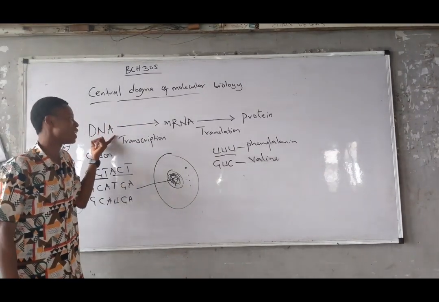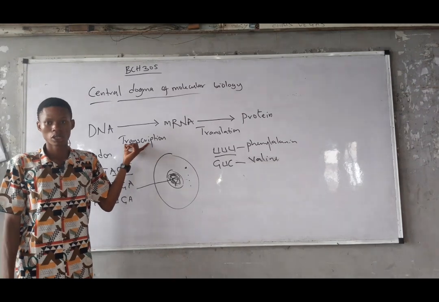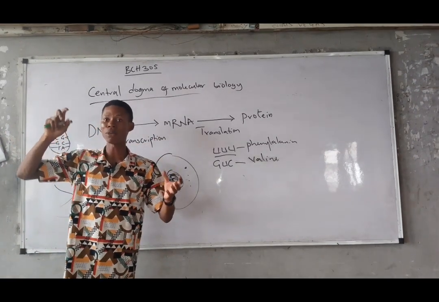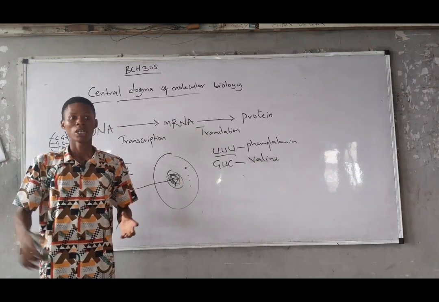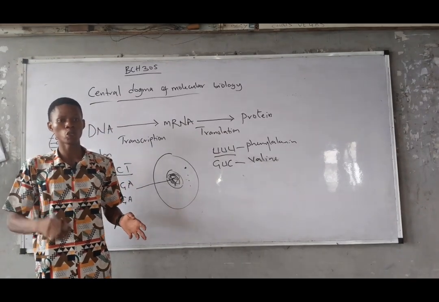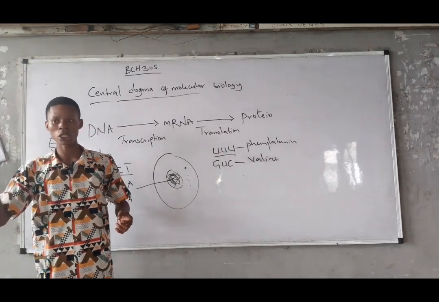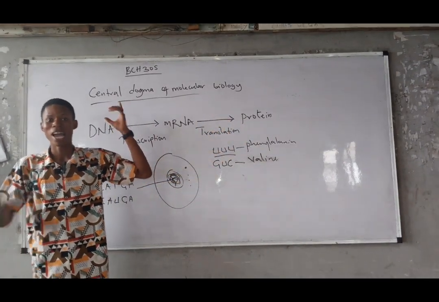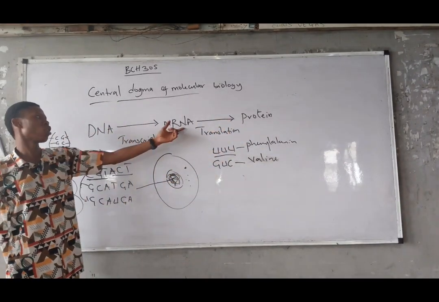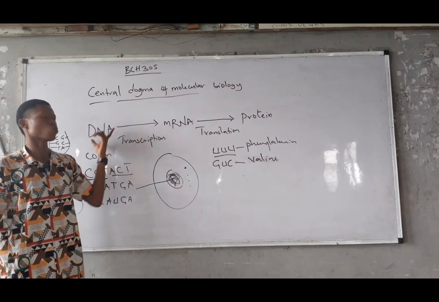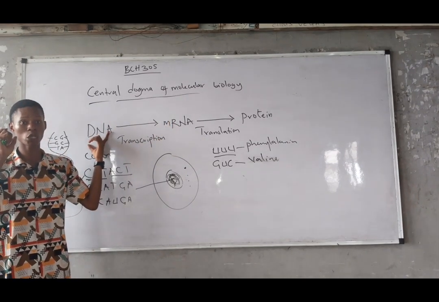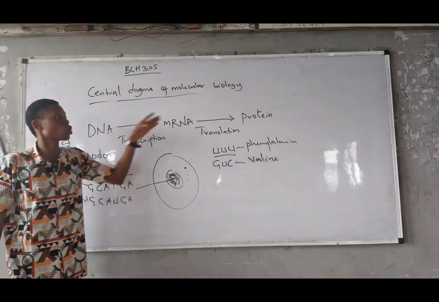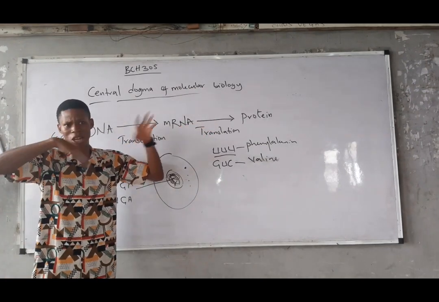For now, just know that the central dogma of molecular biology involves this. DNA to mRNA is called what? Transcription. The process of converting DNA to mRNA, messenger RNA, is called transcription. Then the process of converting information in the messenger RNA to protein is called what? Translation. This is the central dogma of molecular biology. And it is a one-way street. You cannot go from mRNA to DNA when you want to synthesize protein, though we have what we call reverse transcription. But if you want to synthesize protein, you cannot go the other way around.